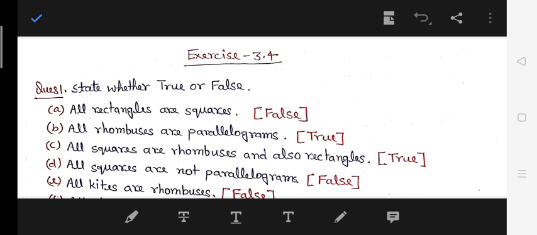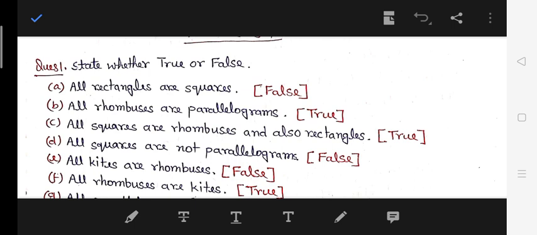Second, all rhombuses are parallelogram. So students, rhombus is the quadrilateral in which all the four sides are equal, and rhombus is a quadrilateral in which opposite sides are also parallel. Now parallelogram, what is the definition of the parallelogram? A quadrilateral in which opposite sides are parallel, that is called the parallelogram. So rhombus is also a quadrilateral in which opposite sides are parallel. It means all the rhombus are parallelogram, that is true.